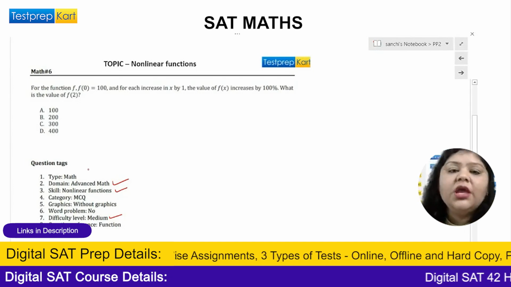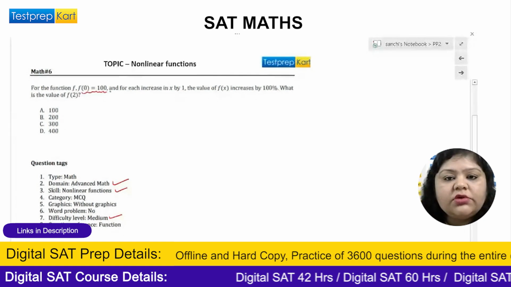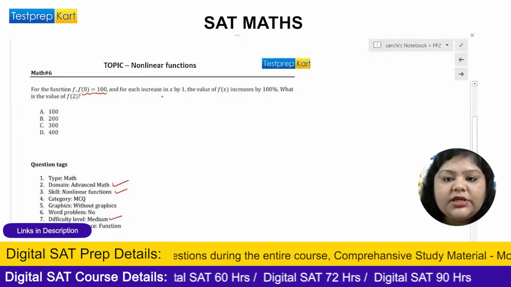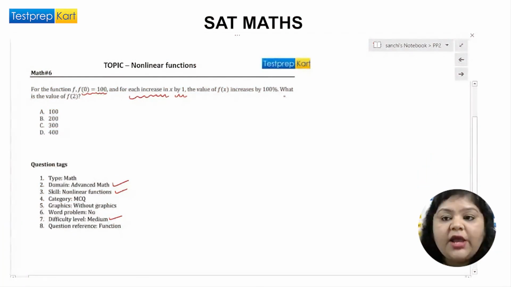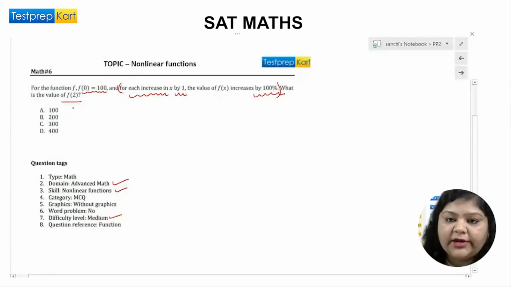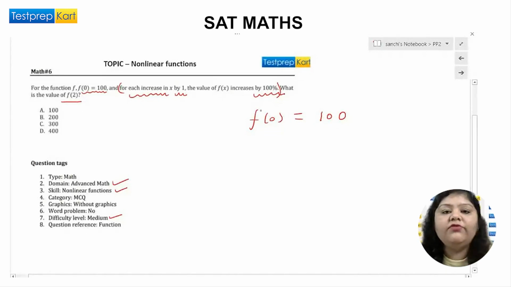Now see, question number 6 is saying, for the function f, if f of 0 is equal to 100, that is already given to you, and for each increase in x by 1, the value of f of x is increased by 100%. This is the key point given to you that you need to remember in order to find your exact answer. Because the question is asking, what is the value of f of 2? It is given that f of 0 is 100, and we are looking for f of 2.